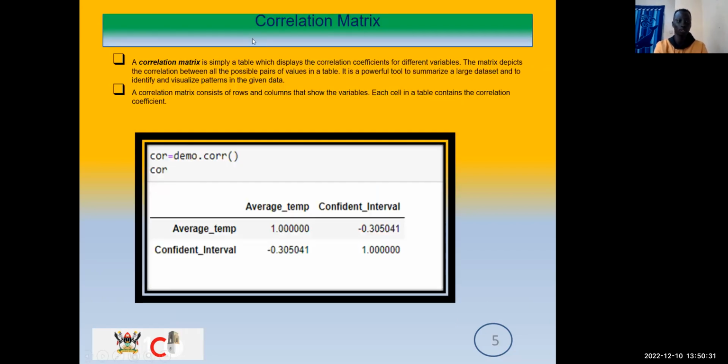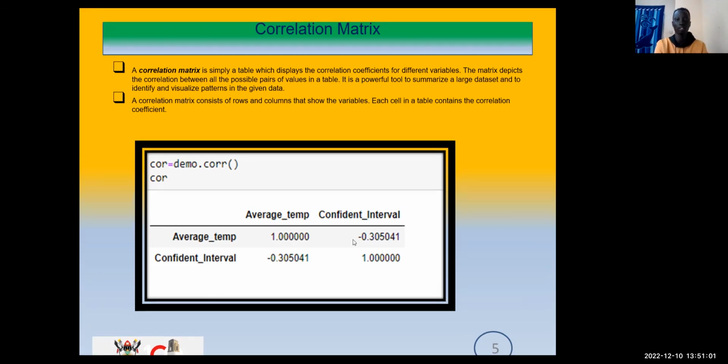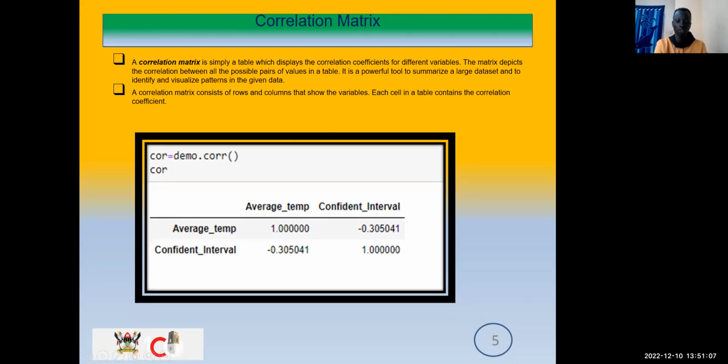Let's look at the correlation matrix. A correlation matrix is a table which displays the correlation coefficients for different variables. Now, the correlation matrix gives the correlation values where we have average temperature and confidence interval. This one means the relation is very poor. Then we have the negative, then we also have the negative coefficient values, which show the negative relations.